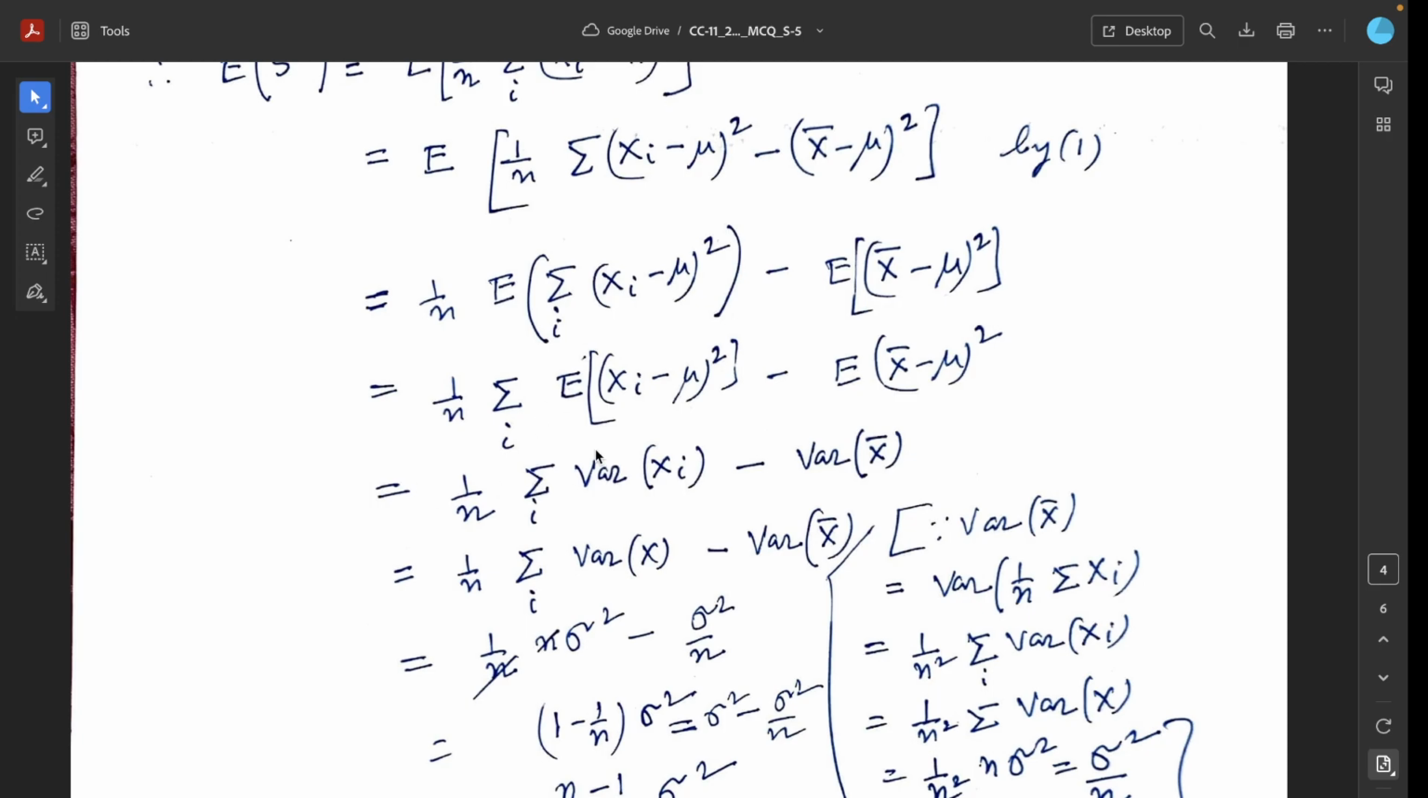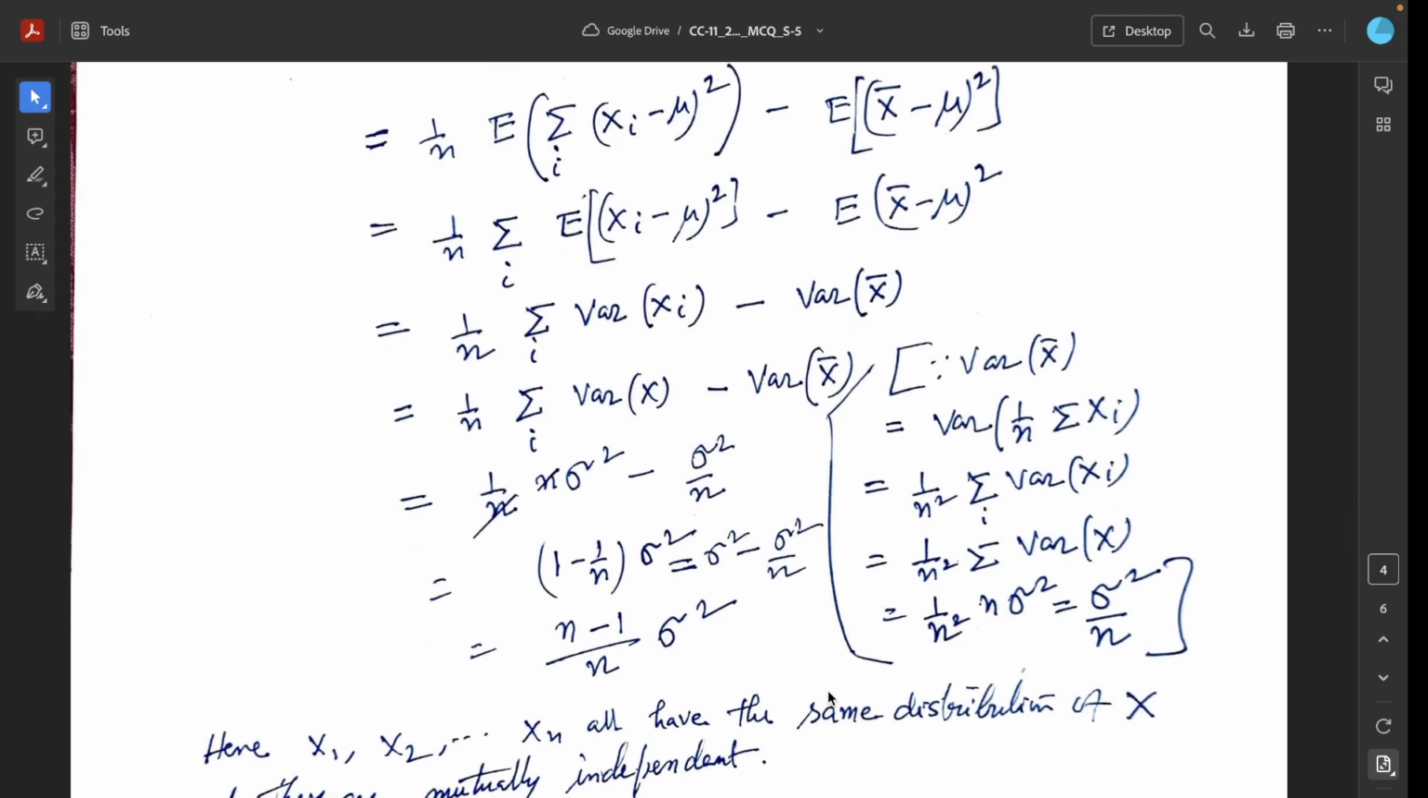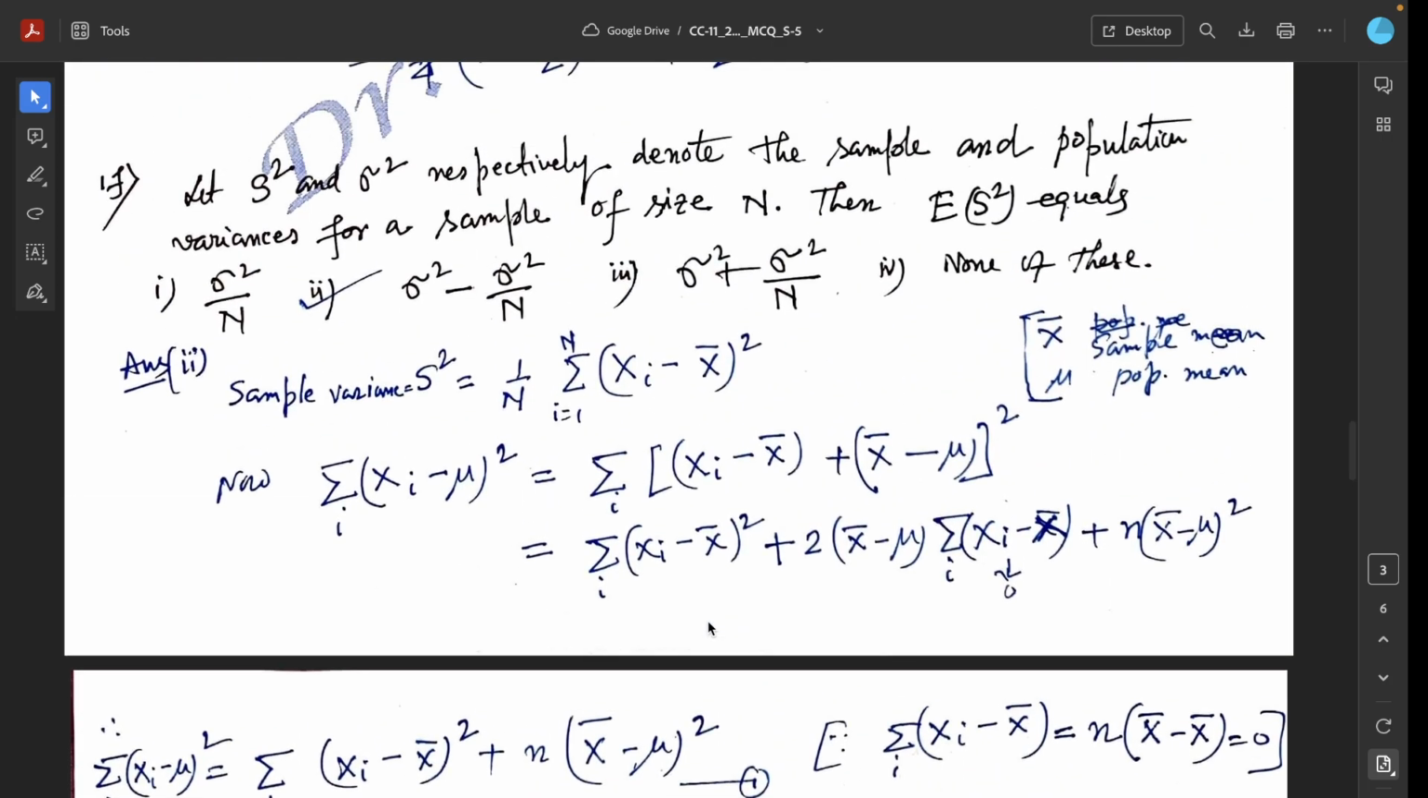So this equals 1/N times the summation of the variance of Xi minus the variance of X̄. The variance of X̄ is the variance of 1/N times the summation of Xi, so 1/N² times the summation of the variance of Xi, because X1, X2, ..., XN all have the same distribution as X and are mutually independent. This equals N times σ² minus σ²/N. Cancelling N, we get σ² minus σ²/N, that is (N − 1)/N times σ². So the correct option is this.